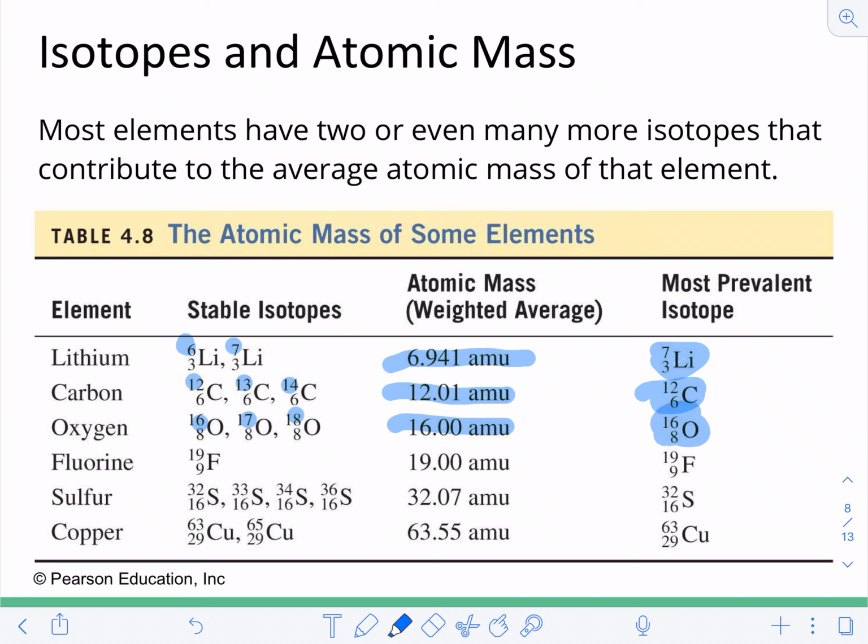All right, we've got fluorine. If you take a look here, there's only one isotope, just one version of fluorine, which is why its mass is a nice whole number on the periodic table. If you look at sulfur, we just looked at that one on the previous slides. Sulfur-32, 33, 34, 36, but the average atomic mass is closest to 32, and it turns out that it is the most prevalent isotope. And then copper-63, copper-65, mass on the periodic table is 63.55, so we can predict, and it's true, that copper-63 is the most common isotope.